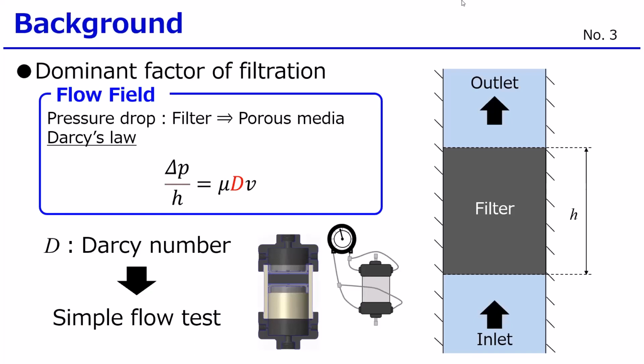Darcy's law is represented by this equation, and this equation shows that the pressure drop is proportional to the flow velocity, and the proportional coefficient D is the Darcy number. We need to estimate the Darcy number to predict the flow field. But the estimation of the Darcy number requires only a very simple flow test. This simple flow test is a measurement of the relationship between the flow velocity and pressure drop.